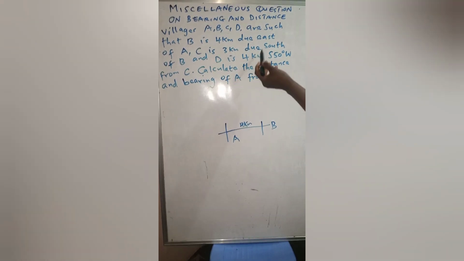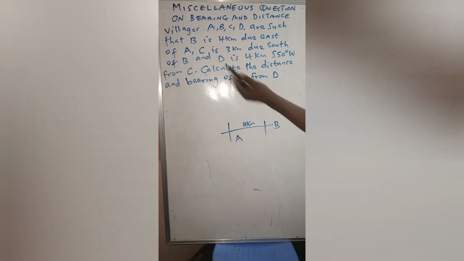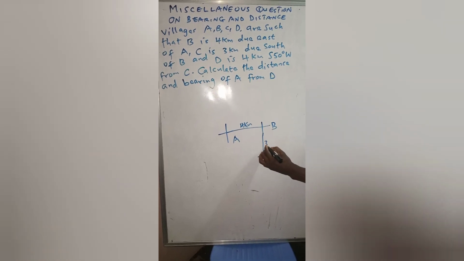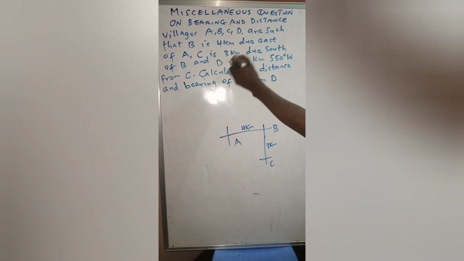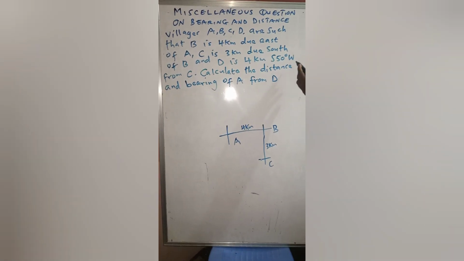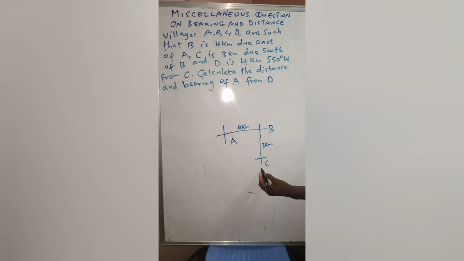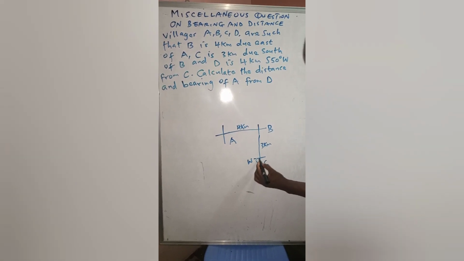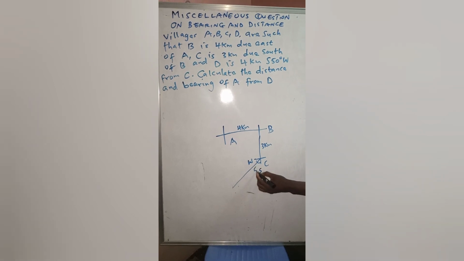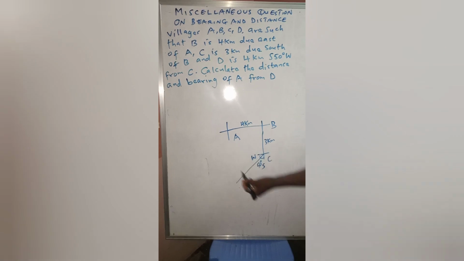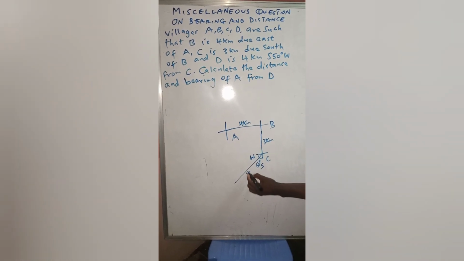C is 3 kilometers due south of B. South of B, this is C, 3 kilometers. And D is 4 kilometers southwest from C. Southwest, 50. We assume this is 50 southwest, that's D, and we assume this is 4 kilometers.